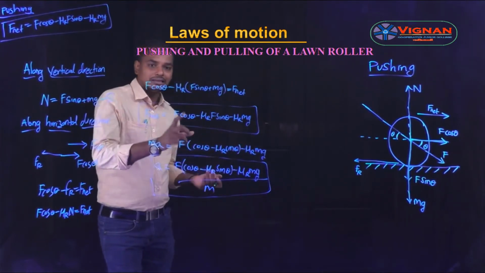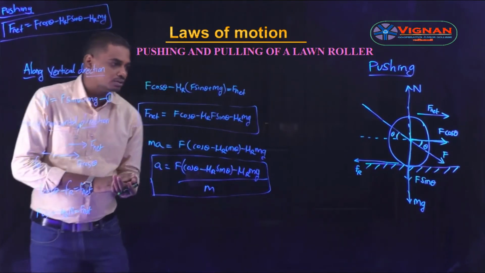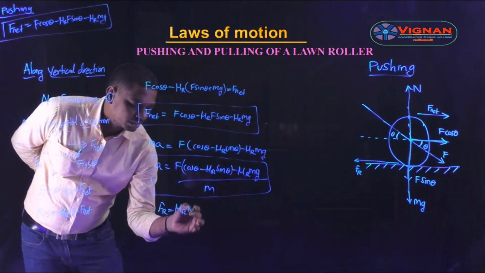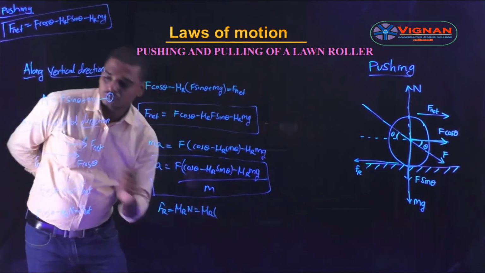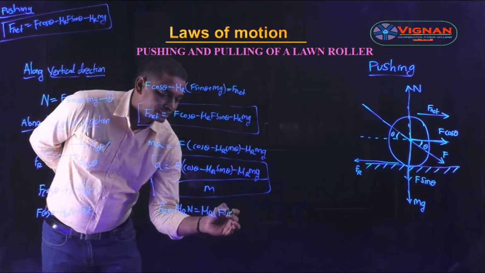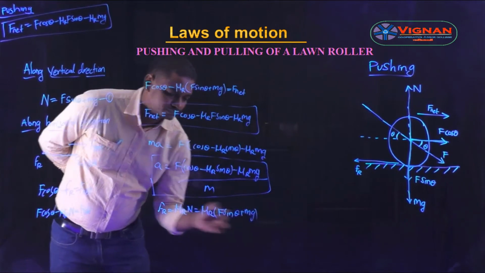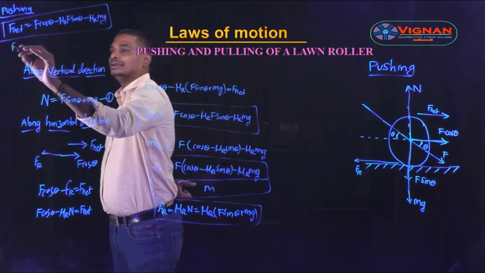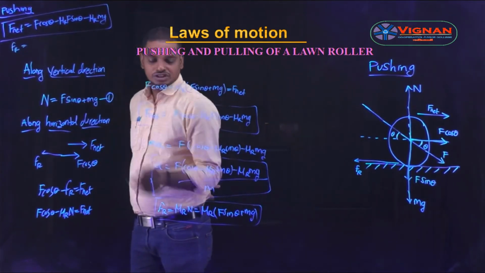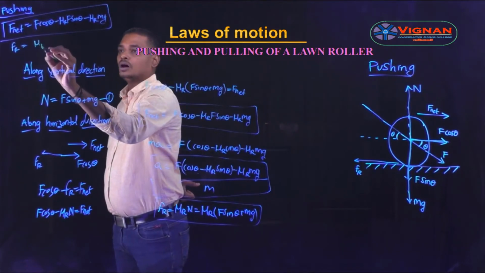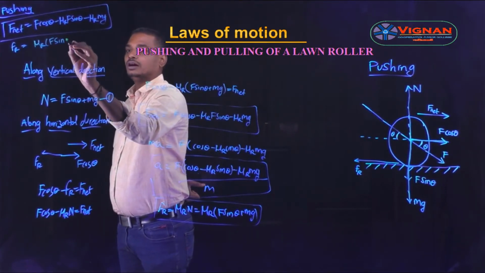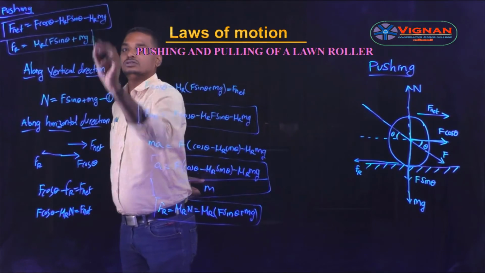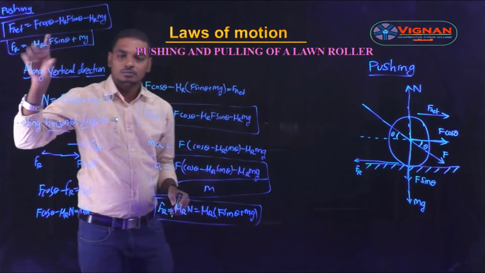Let us also calculate the net frictional force acting on this lawn roller. Net frictional force Fr is equal to mu r into N, which is nothing but mu r into F sin theta plus mg. Let us write this equation also. So the net resultant rolling frictional force is equal to mu r into F sin theta plus mg. So this is also the equation while we are calculating the pushing force.